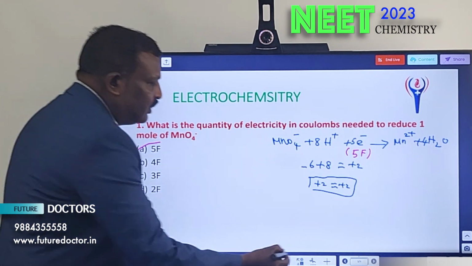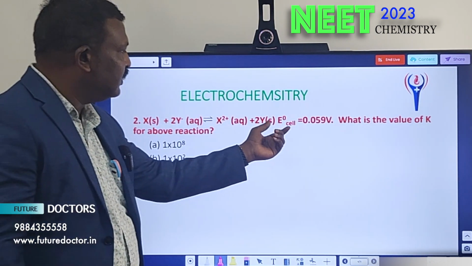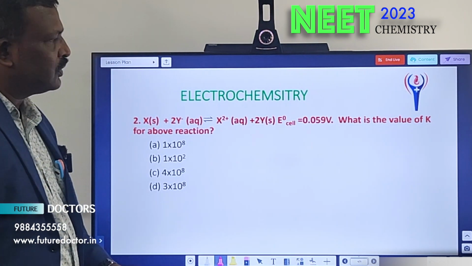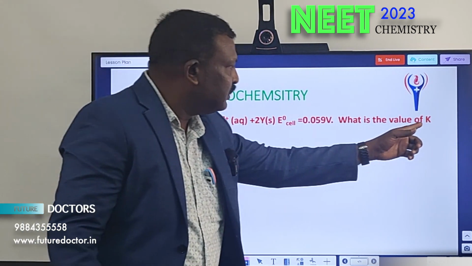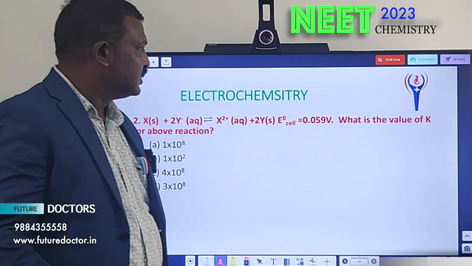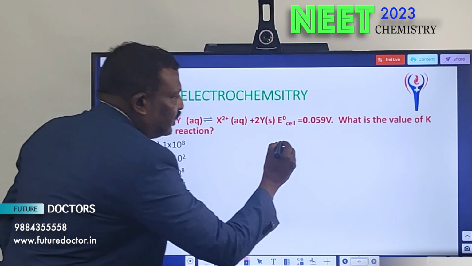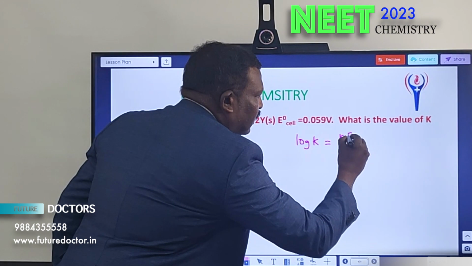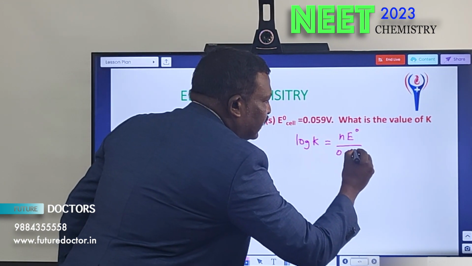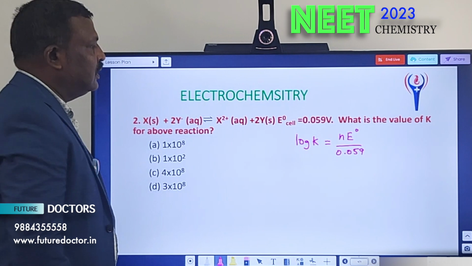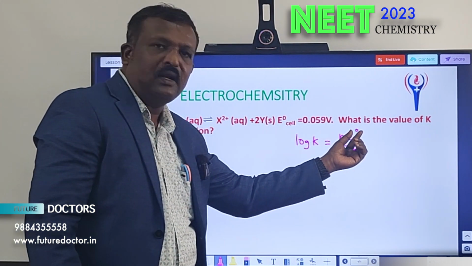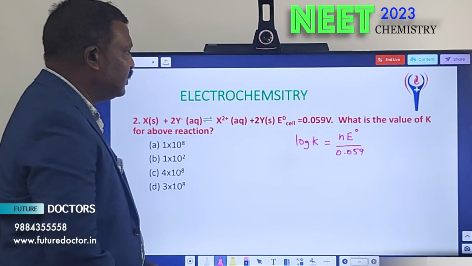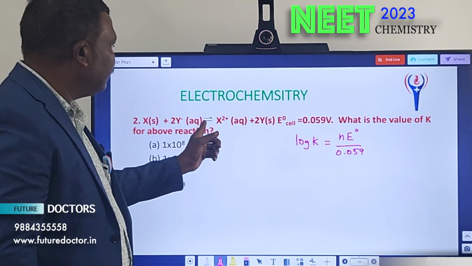Right. Next one. They are given an equation, and the E0 value is also given. What is the value of K? K is nothing but the equilibrium constant. There is a relation between the equilibrium constant and E0: log K is equal to n E0 by 0.059. This is the relation between the equilibrium constant and standard electrode potential. The value is given, so you just substitute. What is n? It is the number of electrons transferred.